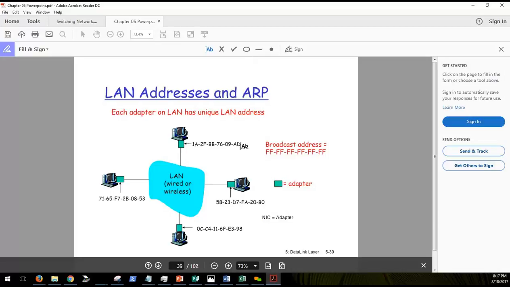What does this value represent here? It's the MAC address, right? Which we know to be 48 bits long, but you can also convert it and make it 12 hexadecimal digits long. Right. Very good.